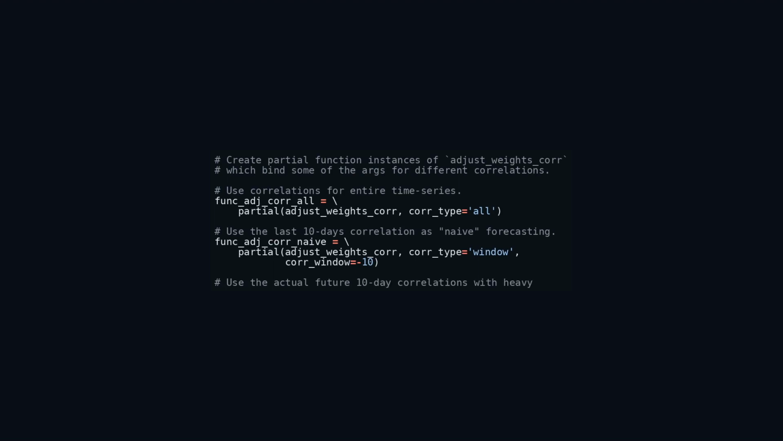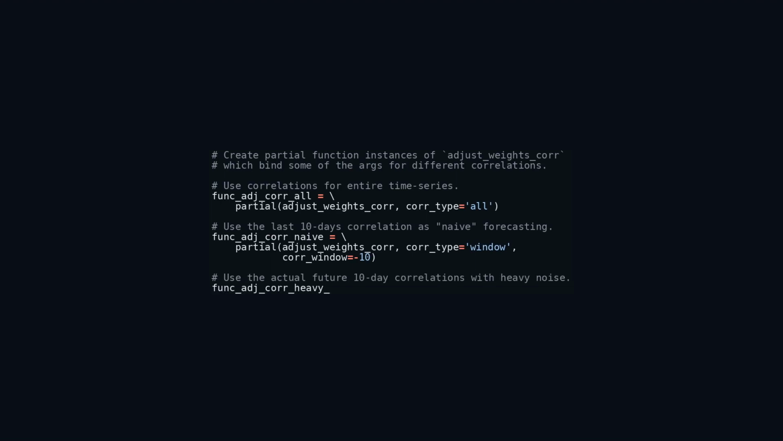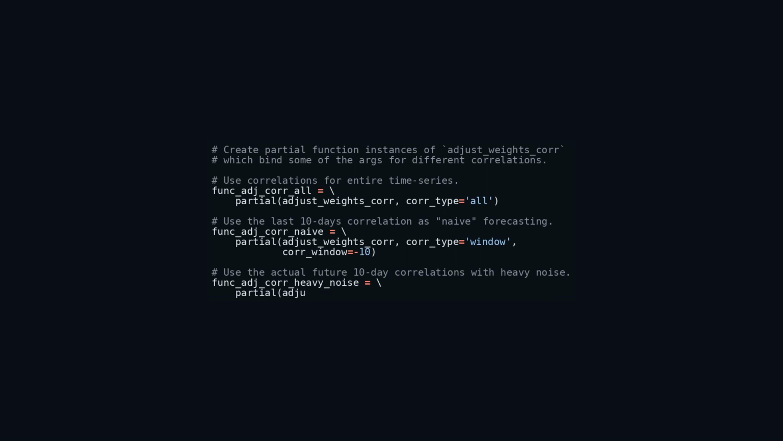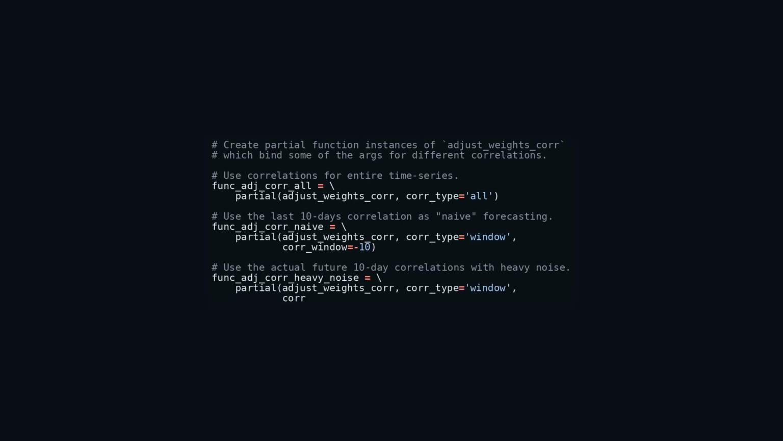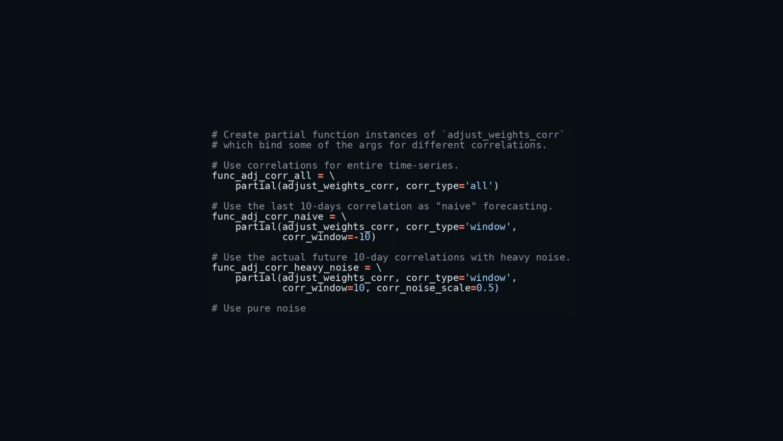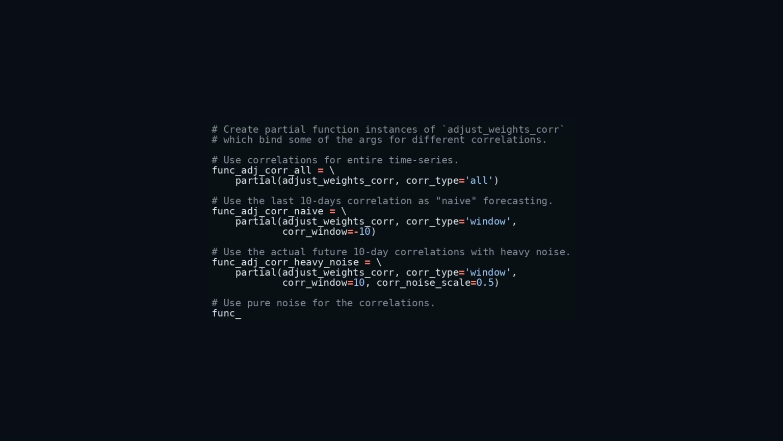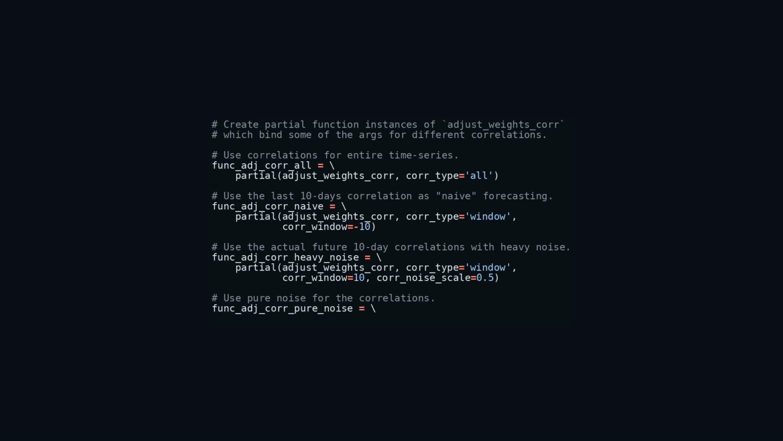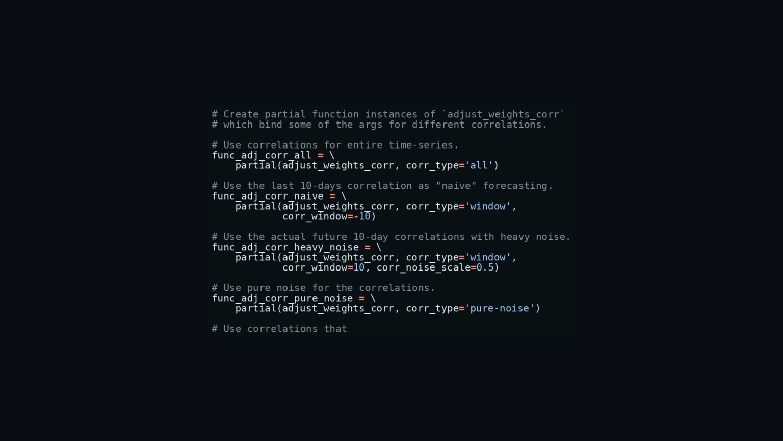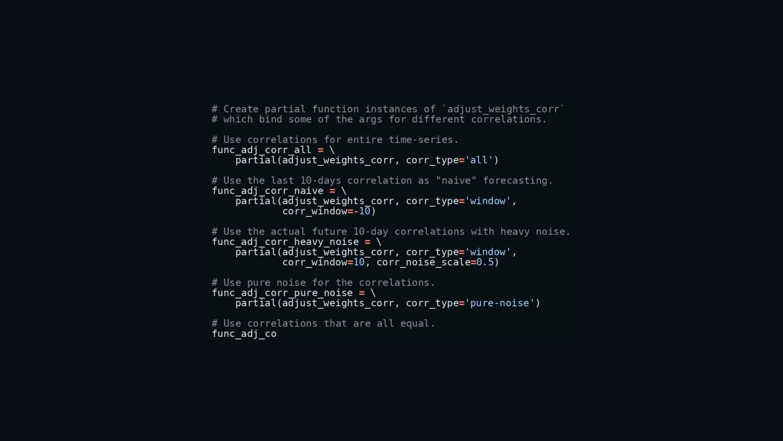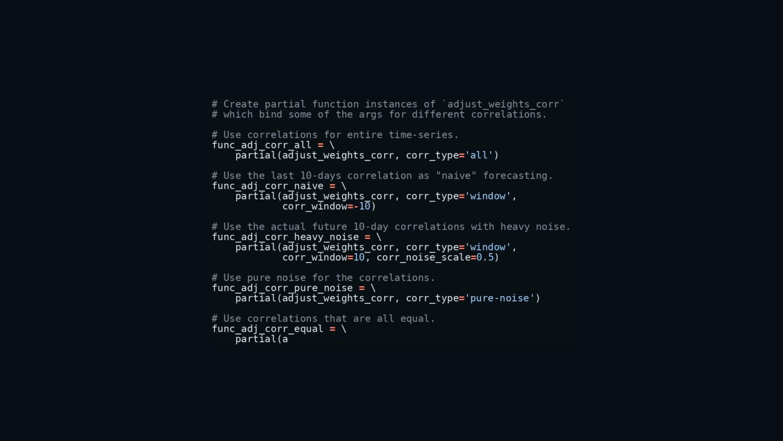In another instance, the Schwantage pure noise sets the correlations to pure noise by setting Jor type to pure noise. Meanwhile, Schwantage equal uses correlations that are all equal by setting Jor type to equal and Jor equals to 0.1. Finally, Schwantage inverts the actual future 10-day correlations by specifying Jor type as window, core window as 10, and Jor invert as true.